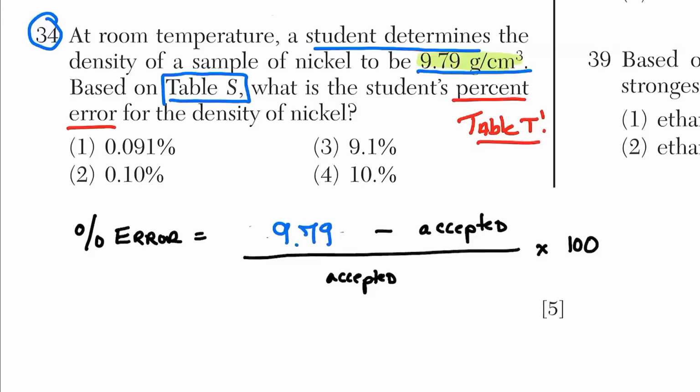Okay, now we need the accepted. And if you forgot, table S gives us a bunch of things: atomic radius, melting and boiling points, electronegativity, ionization energy, and also density. We're looking for the density value of what? Of nickel. So let's go find that in table S.